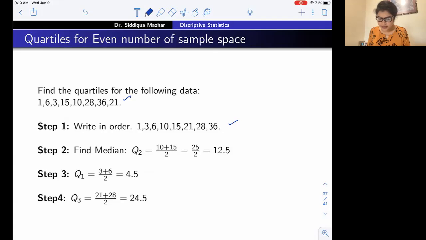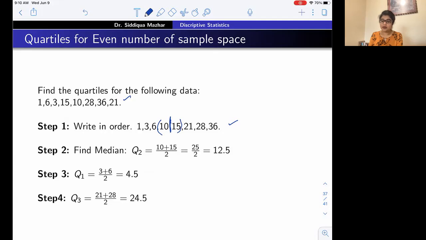How many values are there? 1, 2, 3, 4, 5, 6, 7, 8. There are 8 values. It's very easy to find the median of your data, and the median gives you Q2. These are 8 values, so the median will be somewhere here. I don't know what value it is, so I am taking the average of these two middle values: 10 plus 15 divided by 2. This gives me Q2.